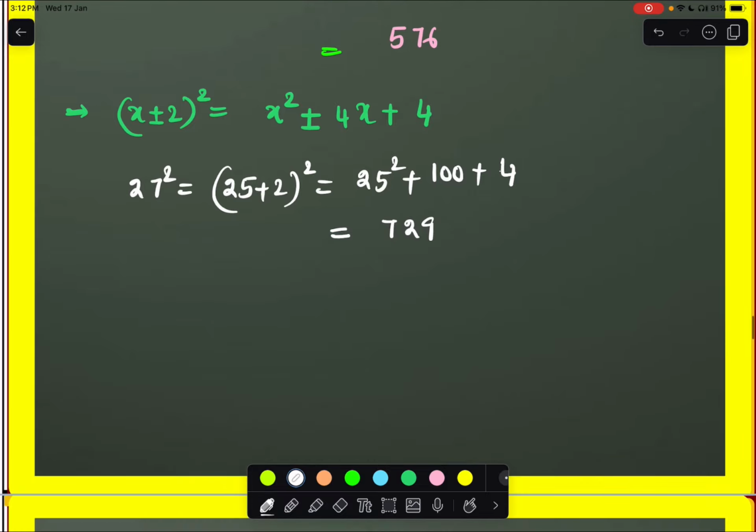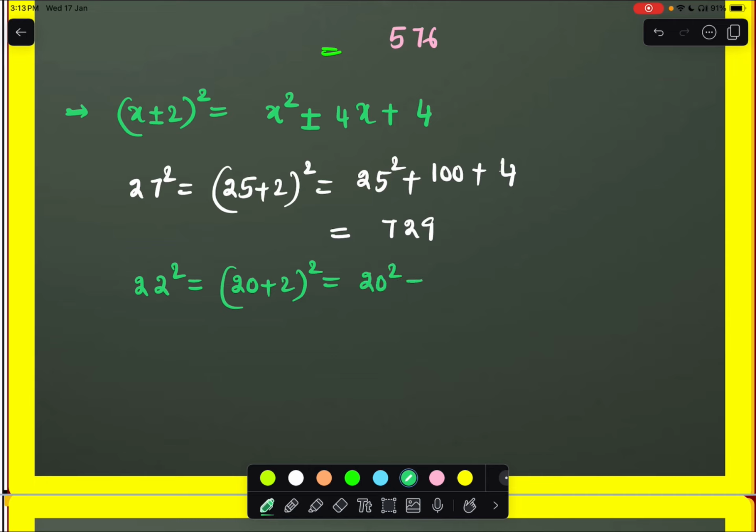So I'm calculating squares of numbers of the form x plus 2 whole square type of number. Suppose I want the 22 square value. It is also a plus 2 type of number only. 20 plus 2 whole square, we'll write it. So a square, how much here?